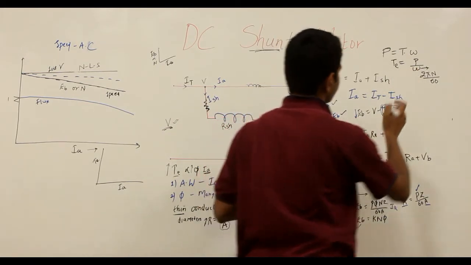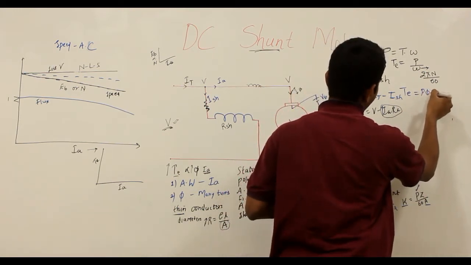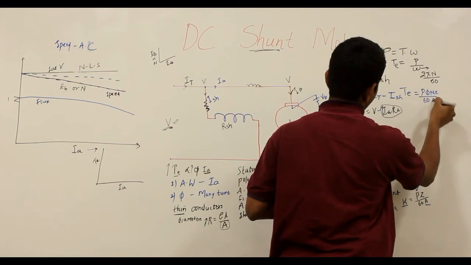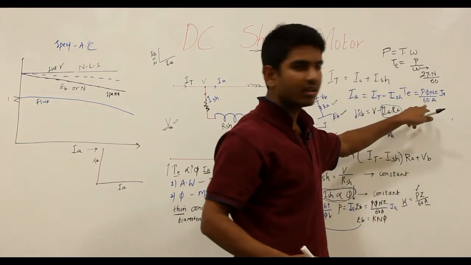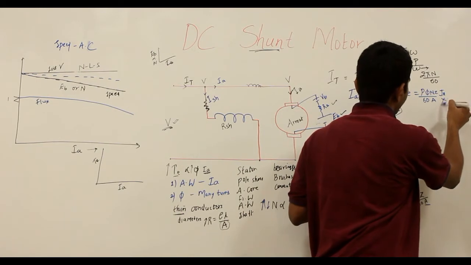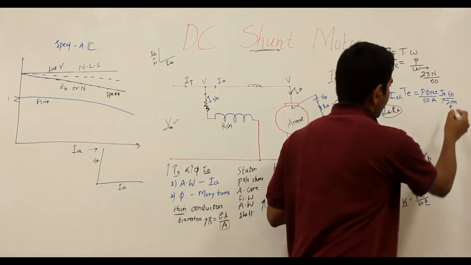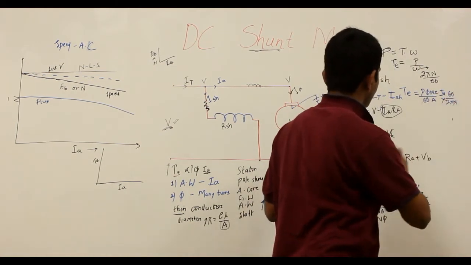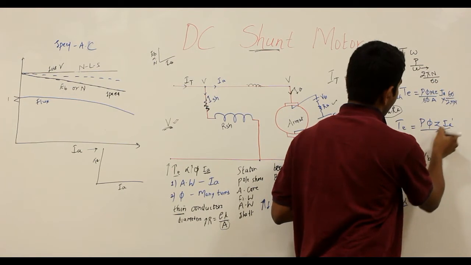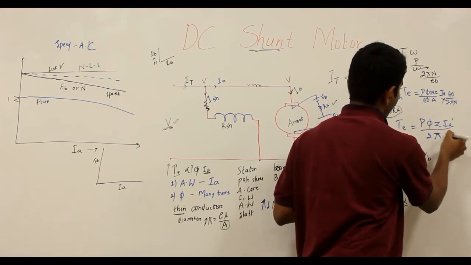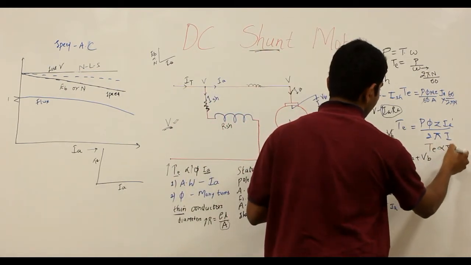So I can write TE is equal to, where P is nothing but P phi N Z upon 60A, multiplied by the current, and if I divide it by 2 pi N by 60, it will be into 60 by 2 pi N. From here the N gets cancelled, 60 gets cancelled. So your electromagnetic torque will be given by P phi Z Ia upon 2 pi A. From here you can notice that your torque TE is proportional to the armature current.